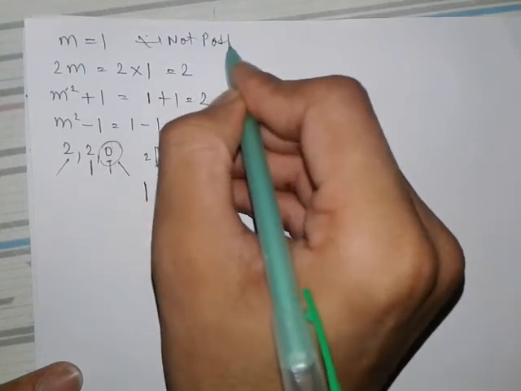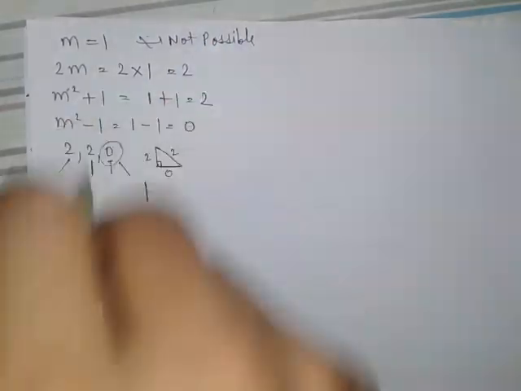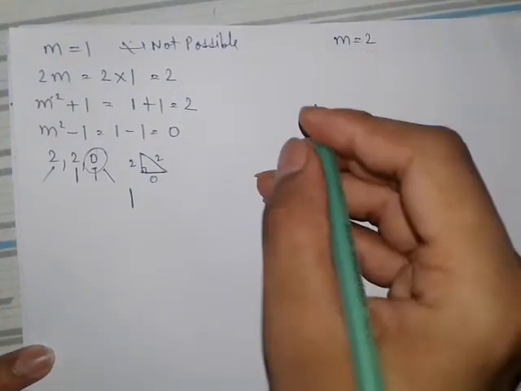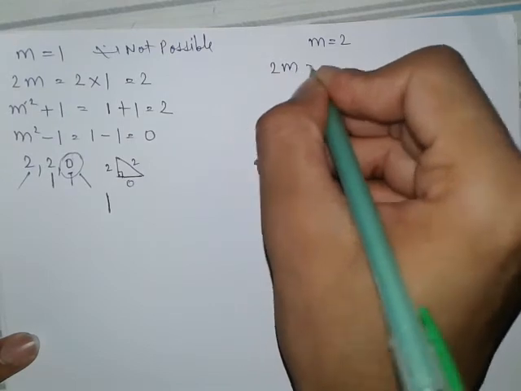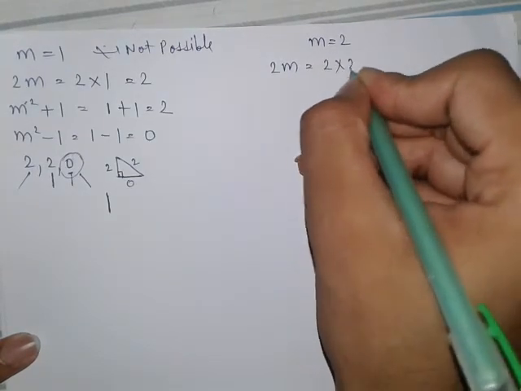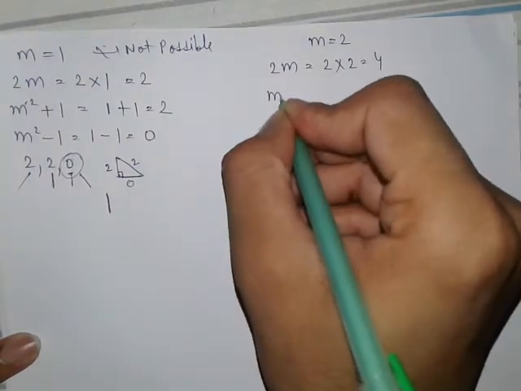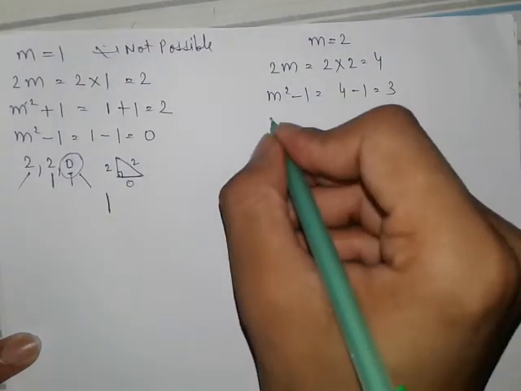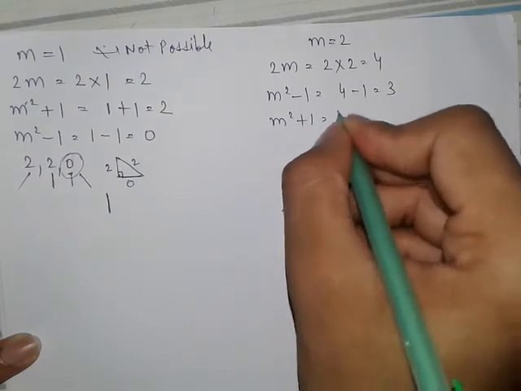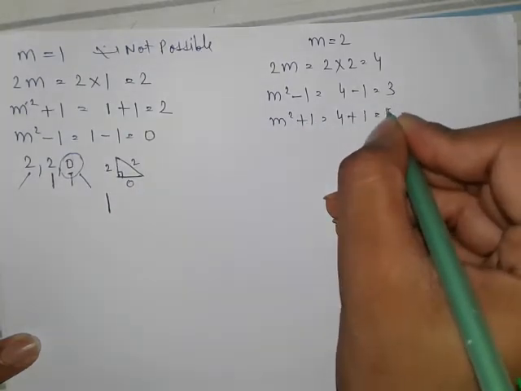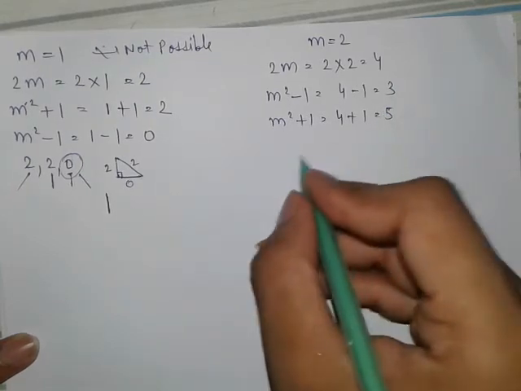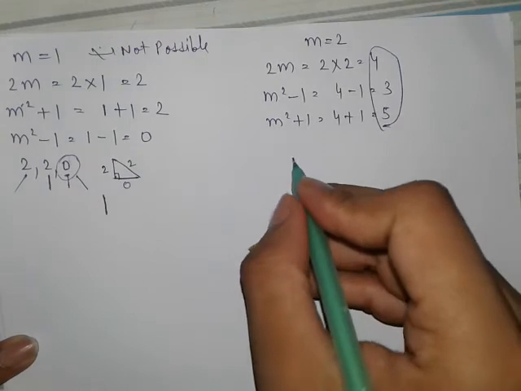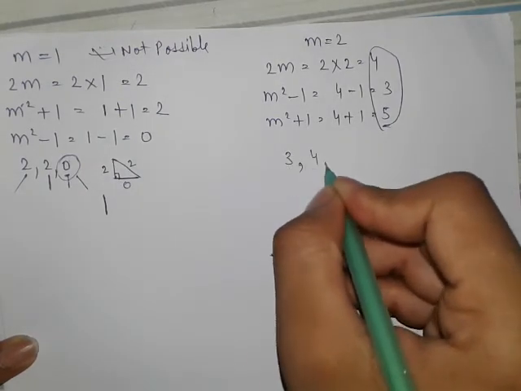That is why we have taken m is greater than 1. Okay, so if we take m equals to 2, so 2m will become 2 into 2, that is 4. Then m square minus 1 is 4 minus 1 equals to 3, and m square plus 1 is 4 plus 1 equals to 5. Now arrange these numbers in ascending order. So ascending order is 3 4 5.